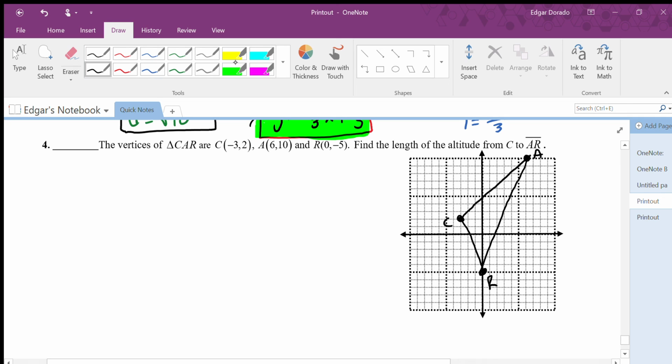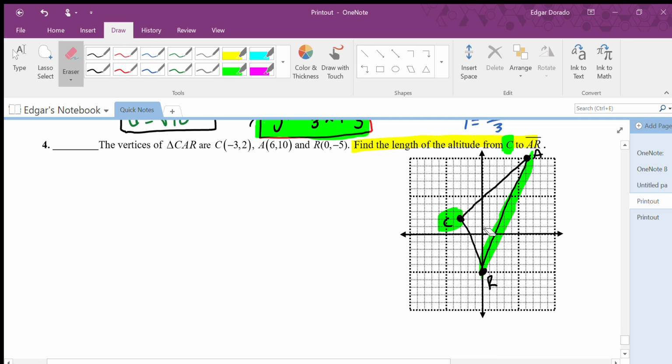Alright, so once again, like in the past, I'm being asked to find the length of the altitude. And in this case, they want us to know what the altitude is from C to the opposite side, which is AR, which is right here. So again, just as a starter, just to have an idea of what's happening, we're going to have to find some sort of altitude right there. We don't know where it is yet. That's what we're going to find.